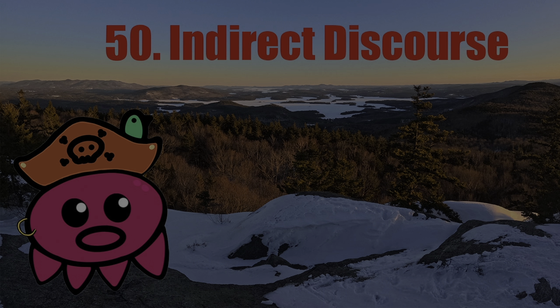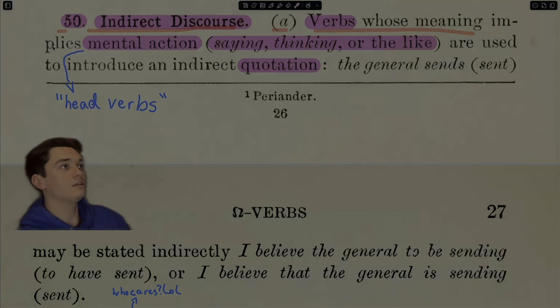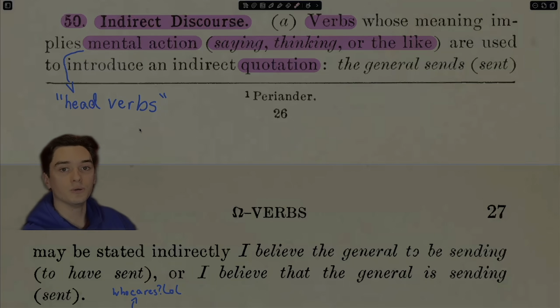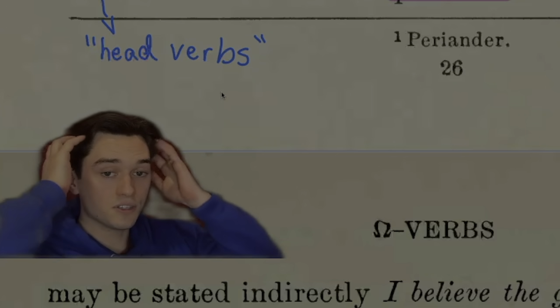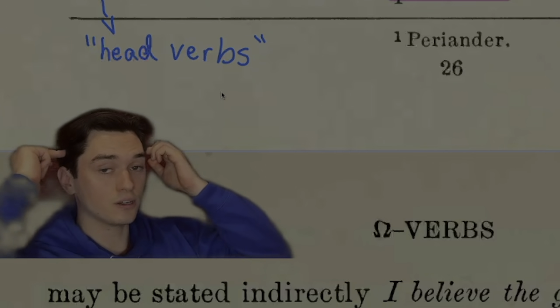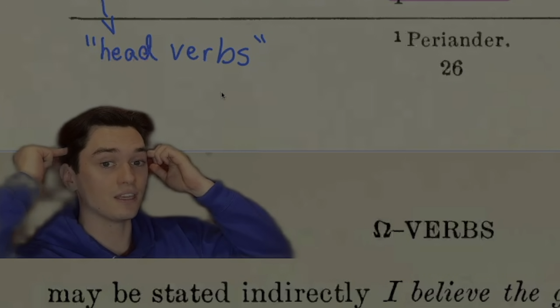50. Indirect discourse. A. Verbs whose meaning implies mental action, saying, thinking, or the like. These mental action verbs are also called head verbs. Head verbs are pretty much any verb you can do with your head, such as speaking, hearing, seeing, and obviously thinking, the most important one. You're going to learn a lot of words for thinking, learning Greek.